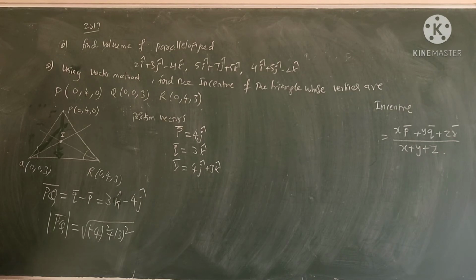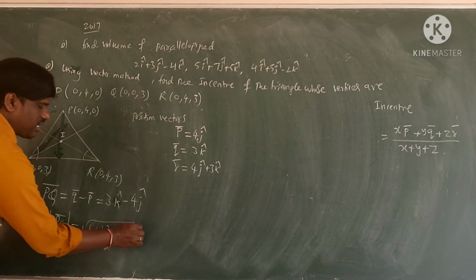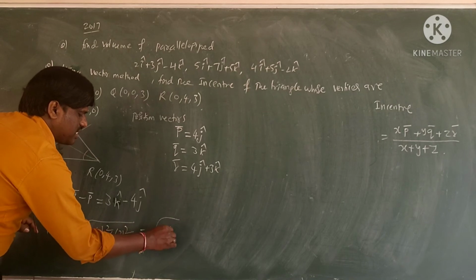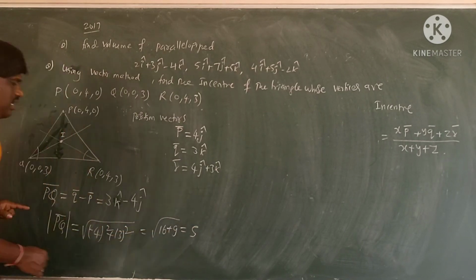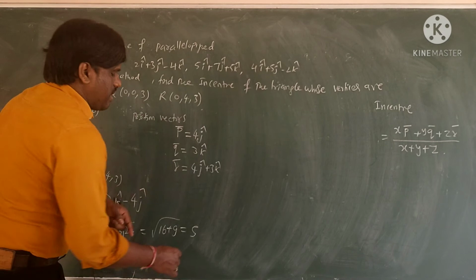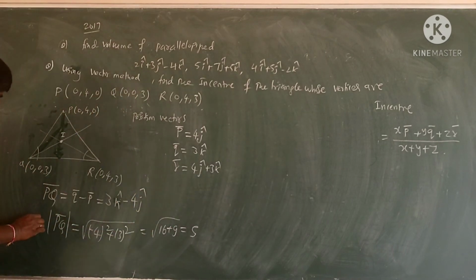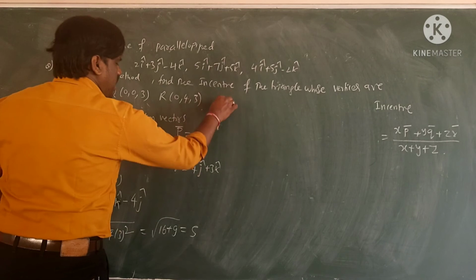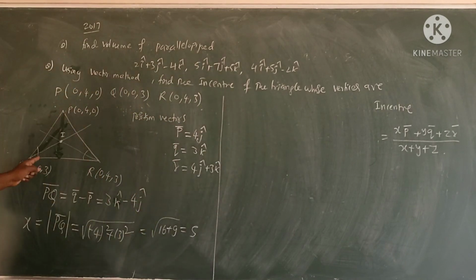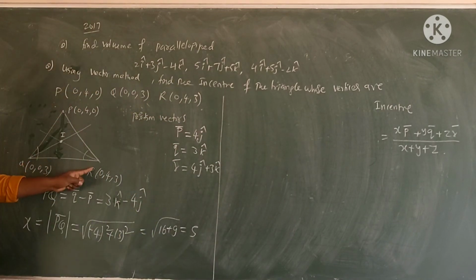Square root of 25 is how much? 5. So this length I got as square root of 16 plus 9 is equal to 5. Let us take, according to the formula, this PQ distance as x. You can take A also, you can take anything. So we got this. Now PQ we got, right? Now what do I do here? QR, PR. So QR you find it.